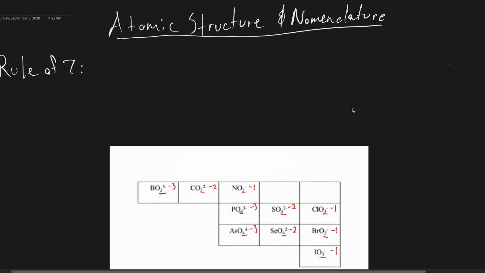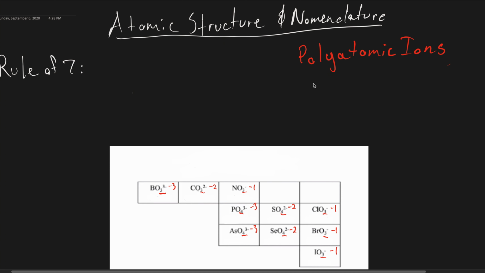Hello guys, and welcome to Atomic Structure and Nomenclature Part 2. In today's video we're going to be covering the polyatomic ions. So what are polyatomic ions? Polyatomic ions are charged molecules composed of two or more elements.